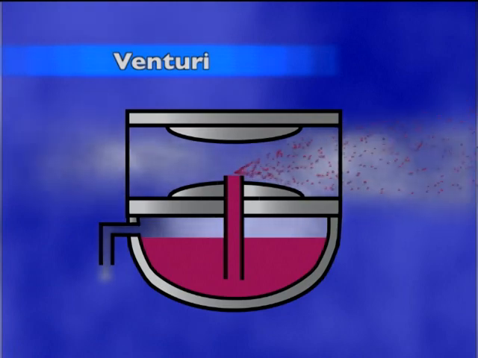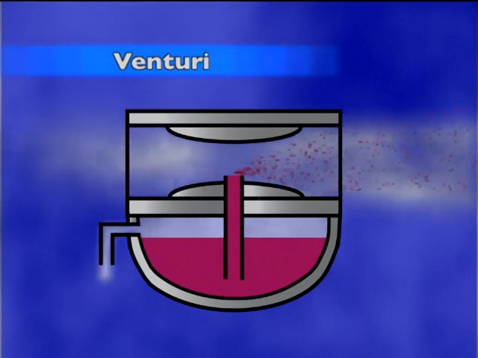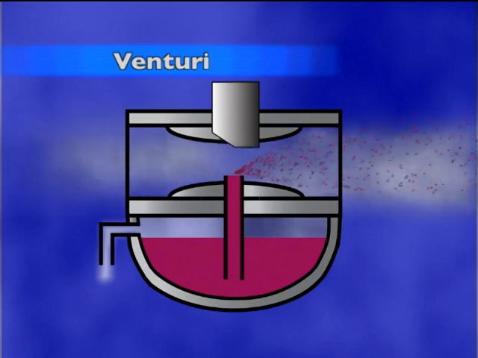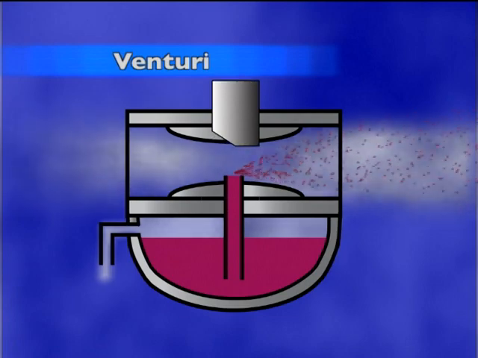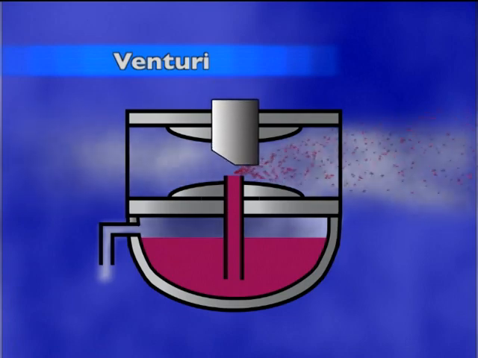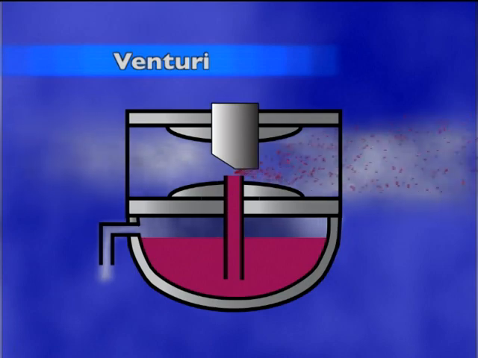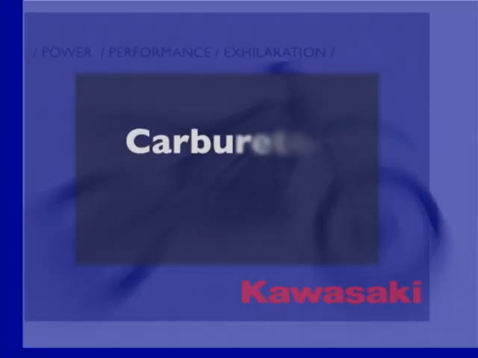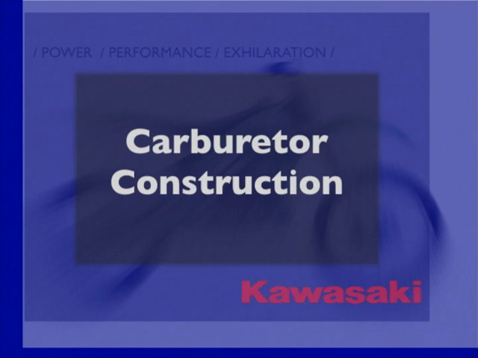Most carburetors take maximum advantage of this relationship by having a movable slide in the venturi area to vary the venturi size. These carburetors are called variable venturi carburetors. To better understand these concepts, let's look at the components of one type of variable venturi carburetor called a slide carburetor.